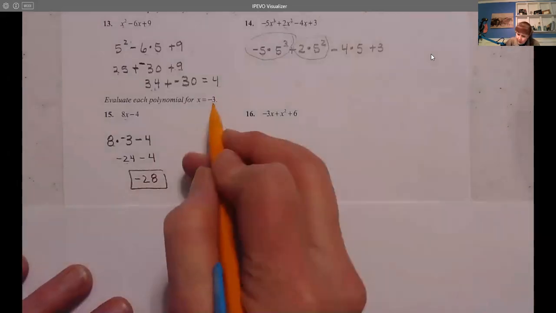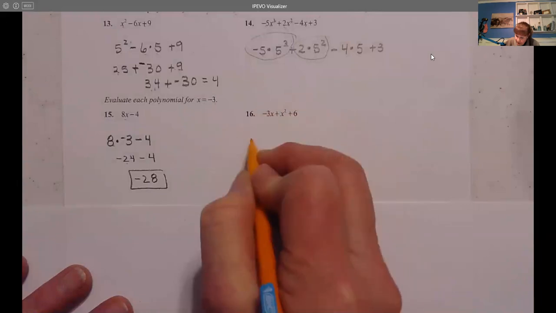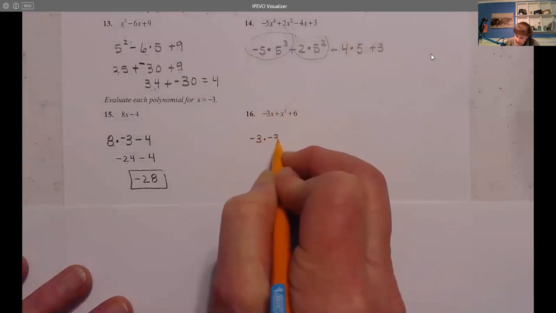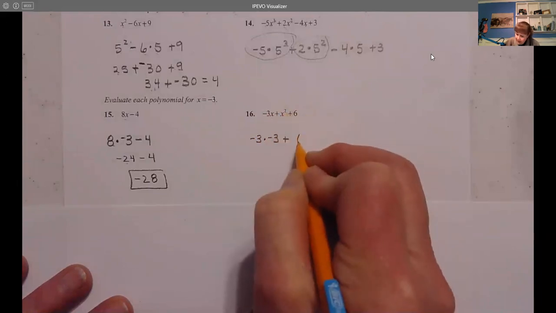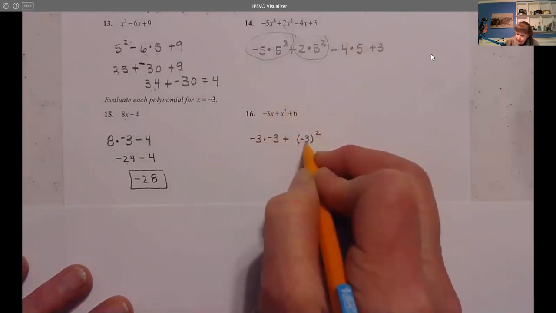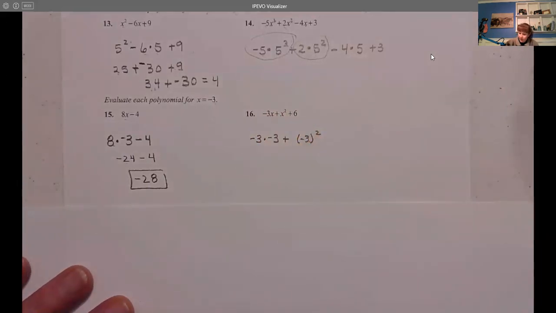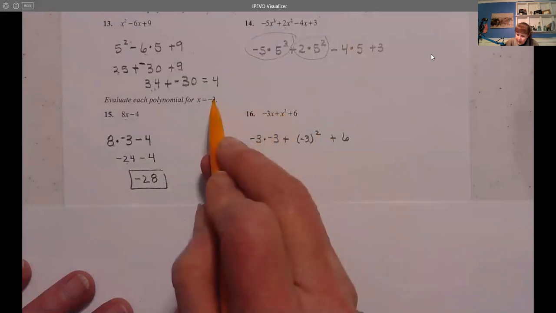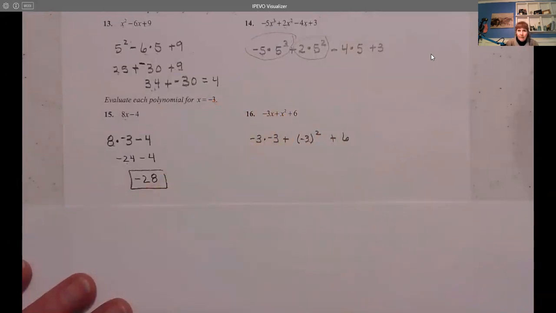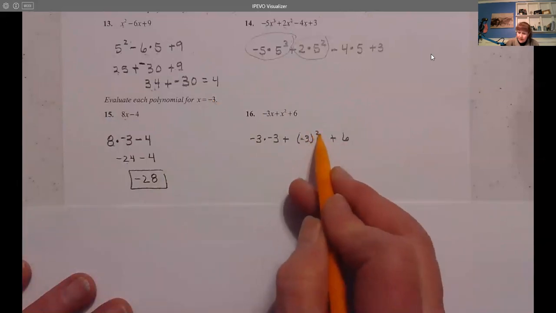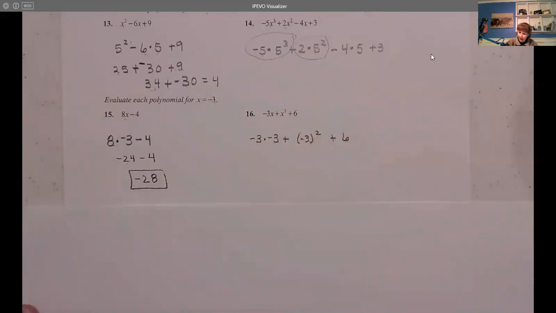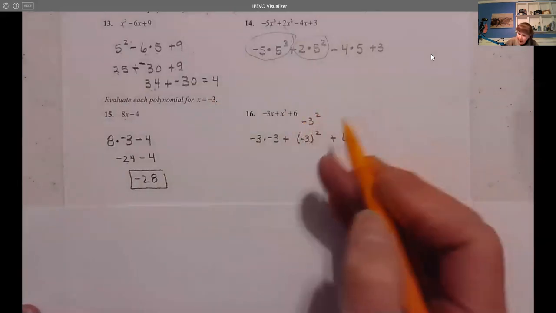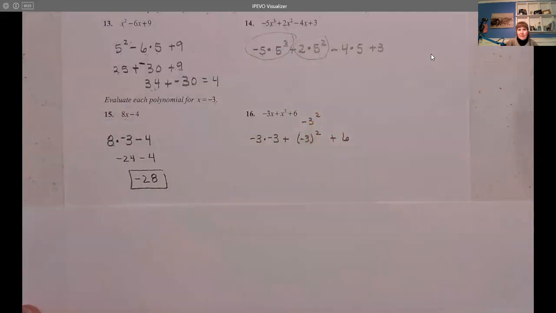Last one, we're going to put a negative 3 in for here. So we have a negative 3 times a negative 3 plus. I am going to put the negative 3 in parentheses right there. All right, because when you're putting the negative 3 in, you're going to be squaring the negative and the 3. So if you don't put it in parentheses, especially if you do it on a calculator, it will square the 3 and take it times a negative 1. All right, that's what your calculator thinks.